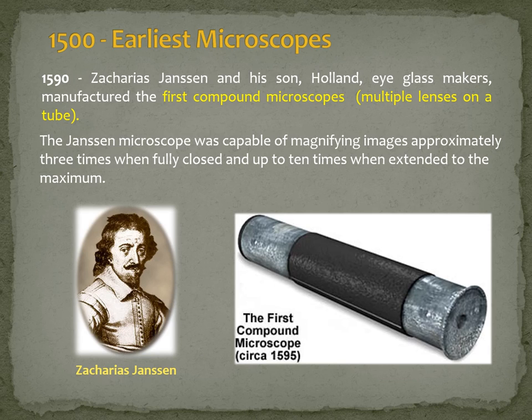The difference between a compound microscope and a simple microscope is that the compound has more than one lens. It has multiple lenses inside the tube. And they were capable of making the first compound microscopes, a replica of which is in this picture, and they could amplify images up to 3 times when it was fully closed, or they could be elongated, and at that stage it would amplify an image up to 10 times.